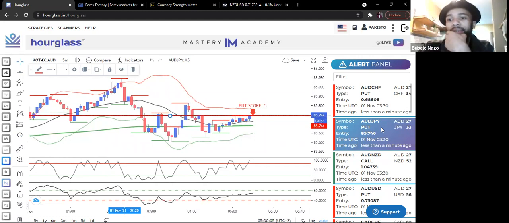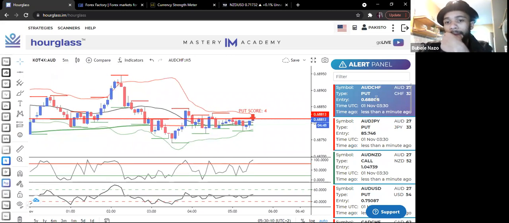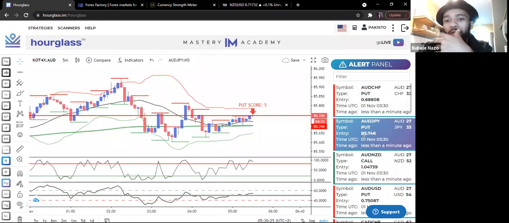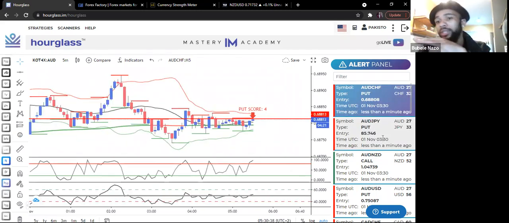AUD JPY is actually in a very good position right now for a put, and AUD CHF is pulling into a zone. But I don't want you guys to rush into any trades. So relax, right? Our main focus is not to go after any trades. You want to be patient. You want to let the trades come to you. You don't want to chase or rush after any trade ideas, right? So as much as I'm looking at these two currency pairs, I don't want you guys to do anything rash.